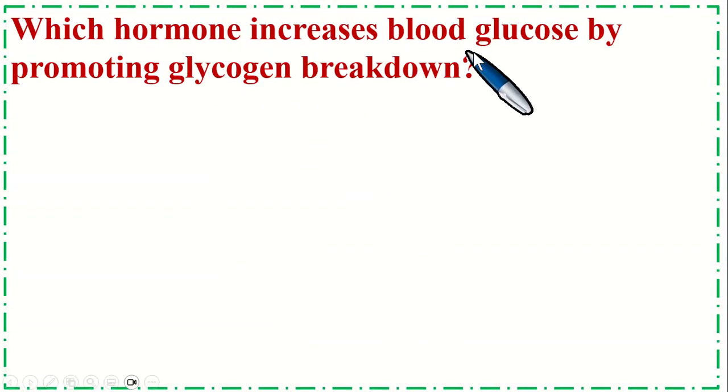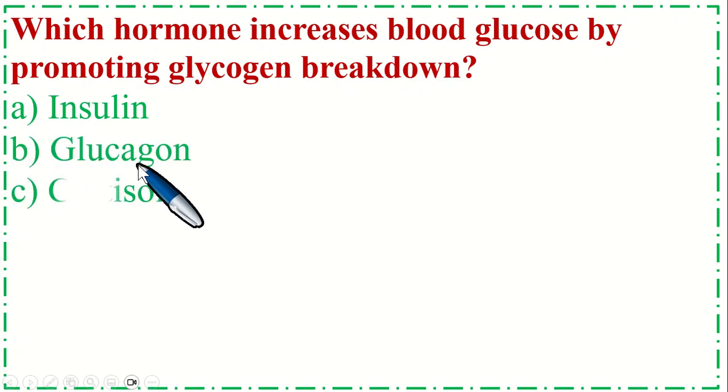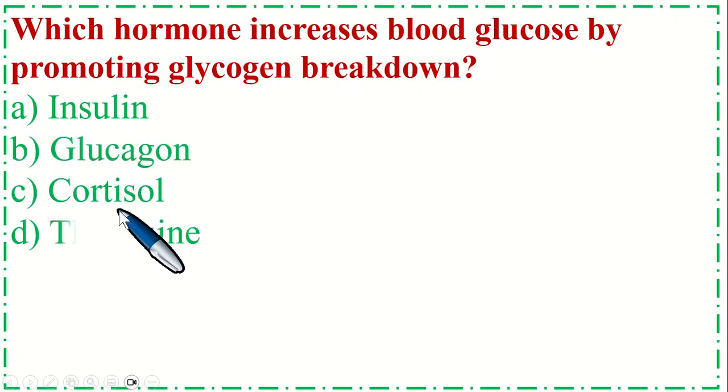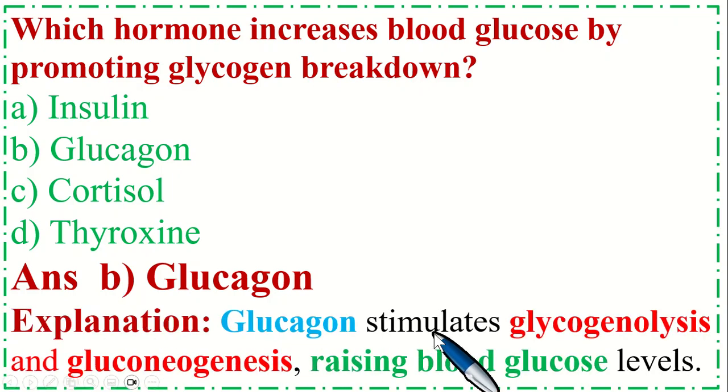Which hormone increases blood glucose by promoting glycogen breakdown? Option A, insulin, B, glucagon, C, cortisol, and option D, thyroxine. So the correct option is B, glucagon. Glucagon stimulates glycogenolysis and gluconeogenesis, raising blood glucose level.